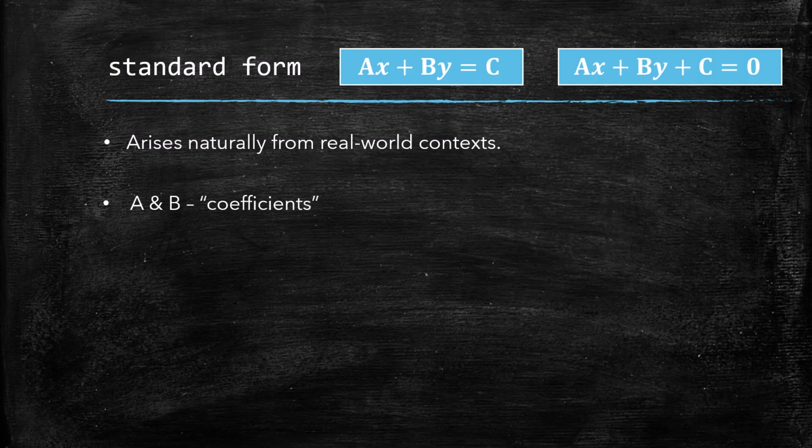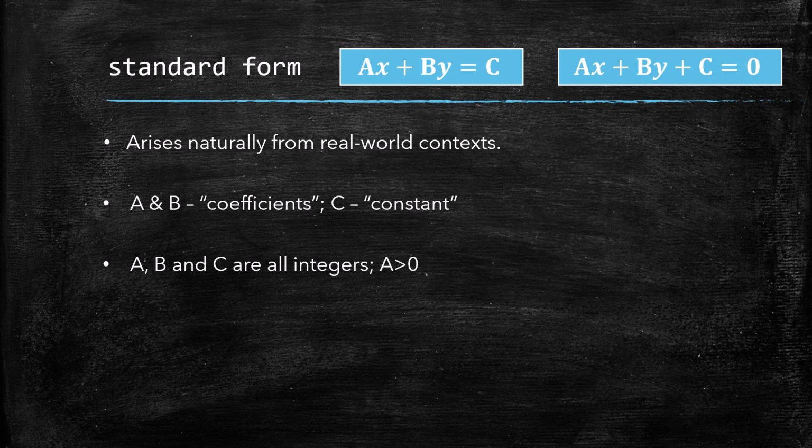And here are some of the stipulations. First of all, a and b are called the coefficients. c is the constant term because it's not attached to a variable. A, b, and c have to all be integers, and a has to be greater than 0. So if I gave an example, if I wrote 0.5x plus 1.5y equals 3, that's not yet in standard form. If I multiplied by 10, then I would get negative 5x plus 15y equals 30.